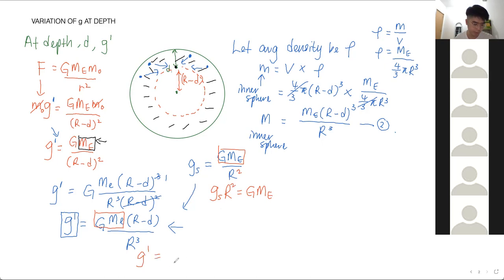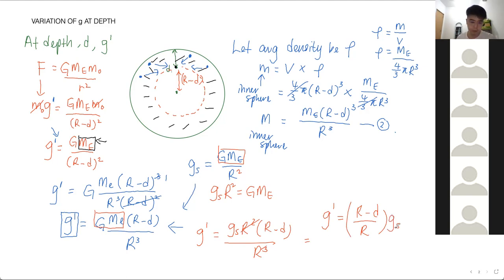G dash equals g surface R squared (R minus D) over R cubed. Cancel. So finally, you get g dash equals (R minus D) over R times g surface. What can you say about this one? Open the bracket: g dash equals R over R minus D over R, times gs. This whole thing becomes one. So g dash equals (1 minus D over R) times gs.